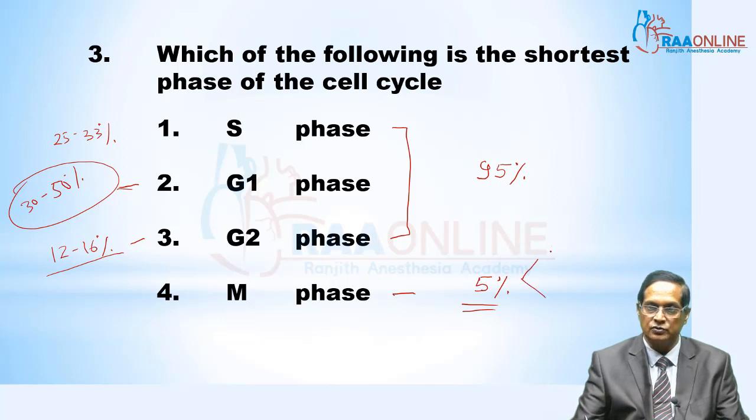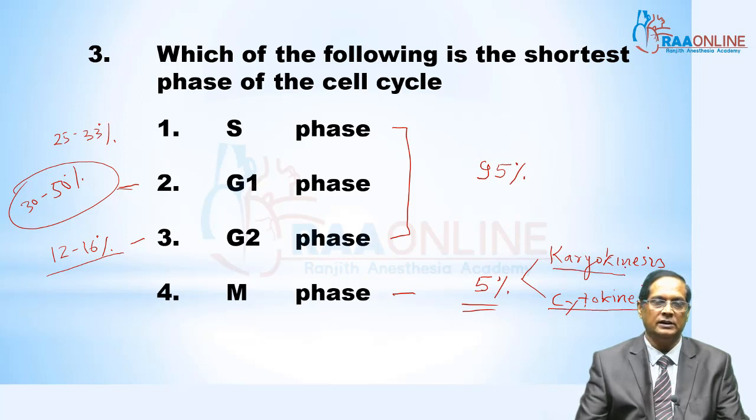M phase has two events. One is karyokinesis, that is division of nucleus, followed by cytokinesis. These are the two events which are seen in M phase.